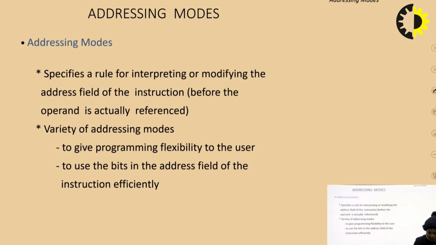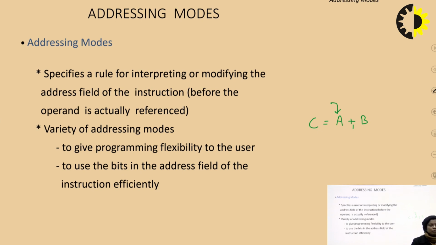The first thing is, what is the addressing mode? The addressing mode specifies rules. Actually, what is the addressing mode? Let's understand the operands. Suppose there is C equal to A plus B. Here plus is the opcode, the operation you are going to perform, and the variables on which you perform the operation are called the operands.